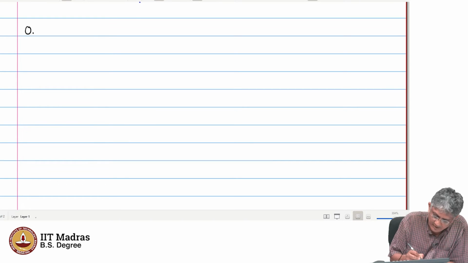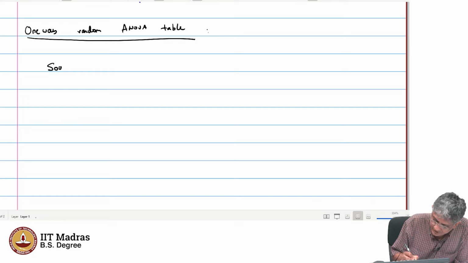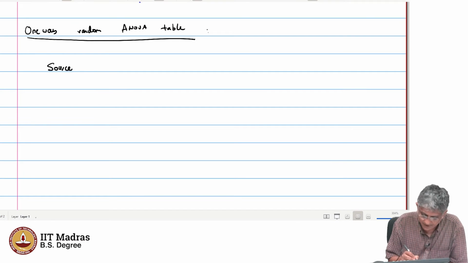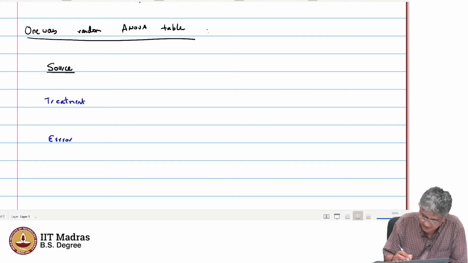Let's say one-way random ANOVA table for this. It's similar, there's no difference from the fixed effect, but I'll do the table properly for you to show it. So the source will be, let's do a source. The source will be treatment and error. That's the source of the table.